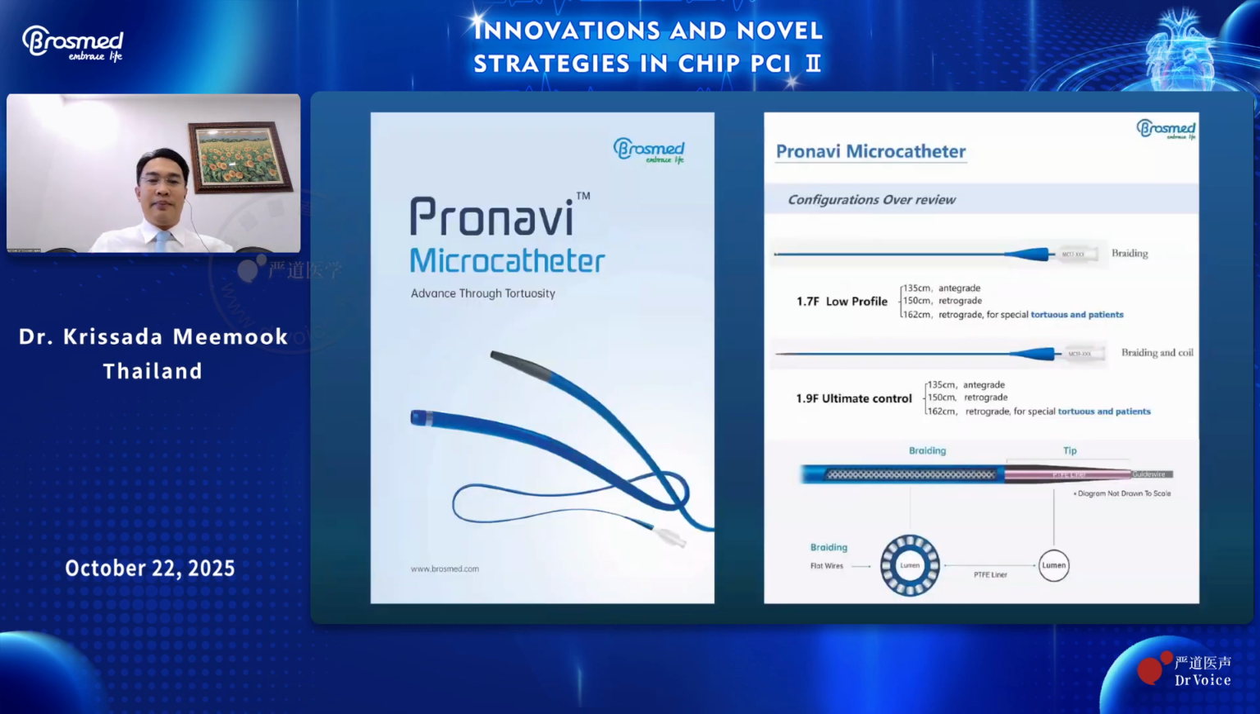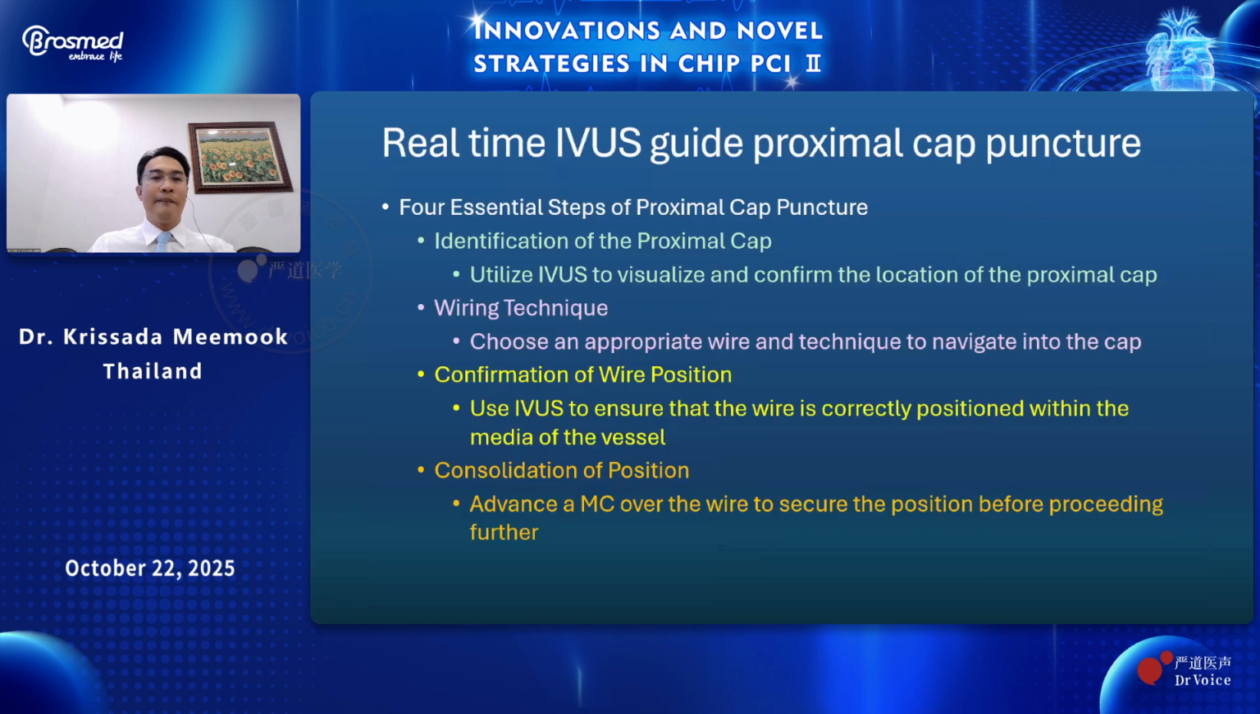This is the profile of the ProNavi microcatheter. This is very low profile. I love to use the 1.7 French microcatheter. This is the breathing catheter. You can torque and push and can track to the tortuous lesion very nicely.